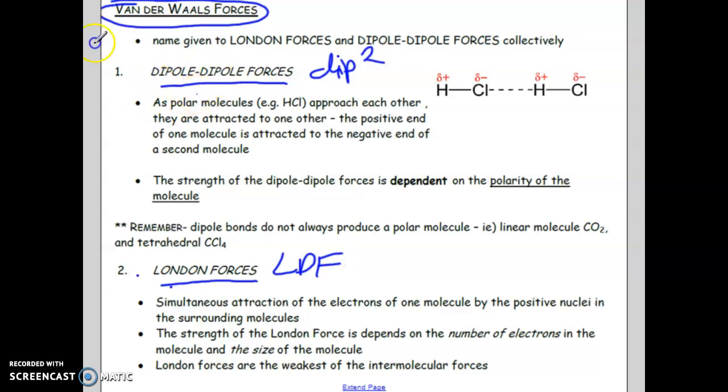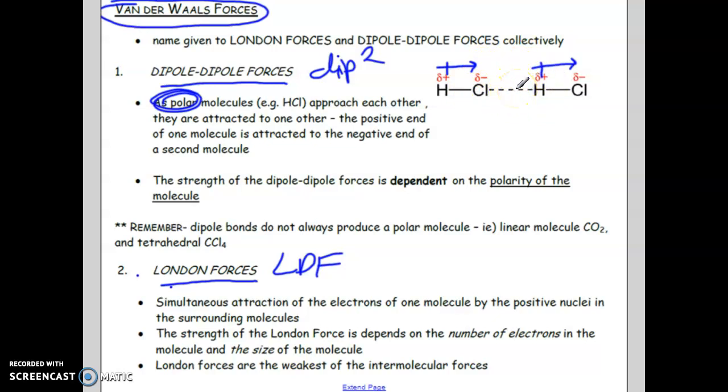Dipole-dipole forces only apply to polar molecules. The reason is that as they come close to each other, their little dipoles are almost like little mini magnets. The uneven electron distribution causes one end of the molecule to have a slight charge. We have a slight negative charge where the electrons are attracted and a slight positive charge where the electrons are not attracted. So the slight negative ends will attract the slightly positive ends.